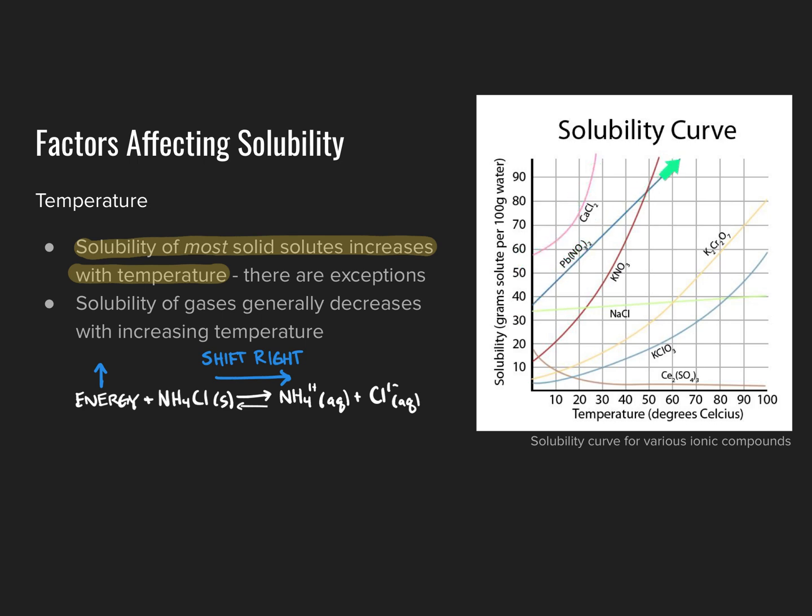Now, this is, as it turns out, very different from what happens with gas phase species. Most gas phase species tend to become less soluble as the temperature of the system increases. And we see that happen in the world around us in a couple of different places. One of which would be important in terms of the ecosystems in oceanic environments.